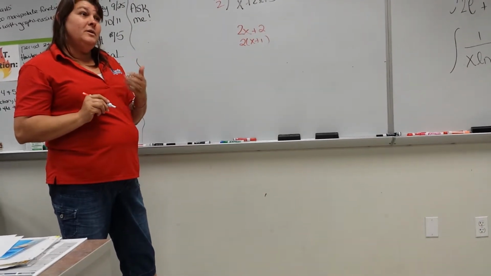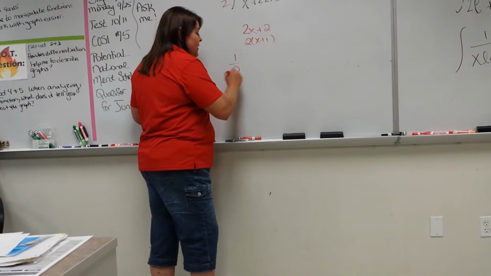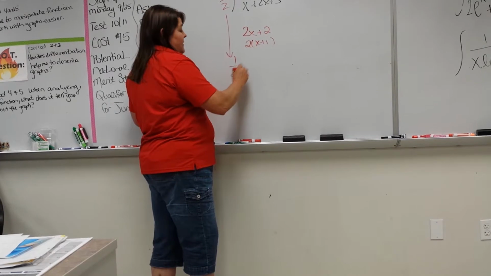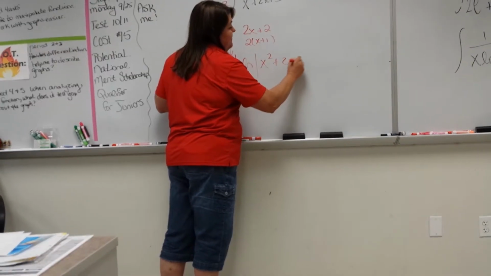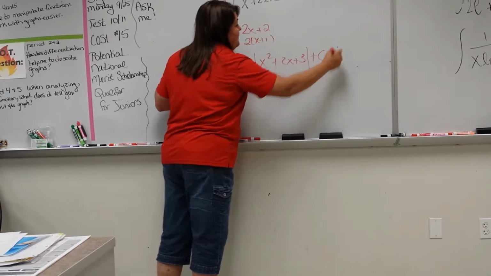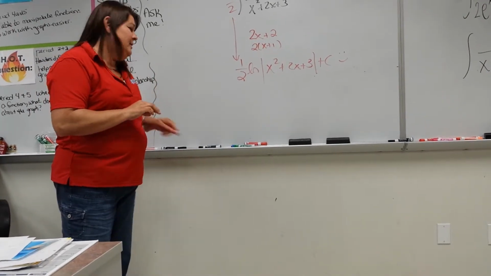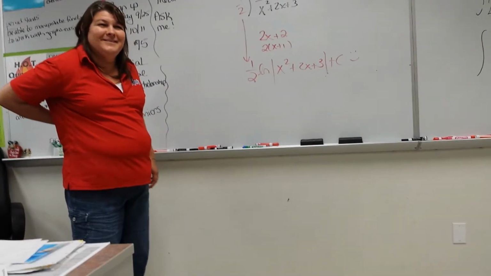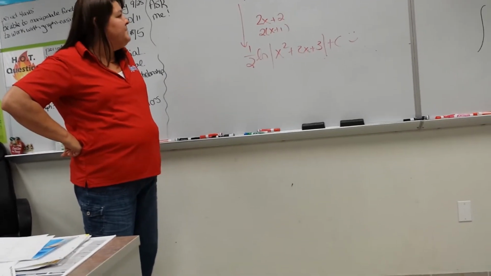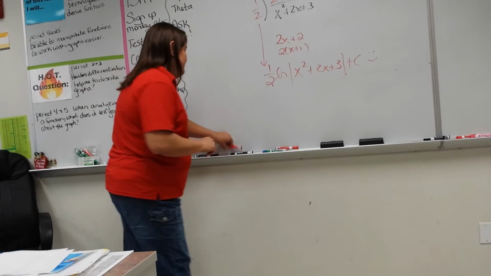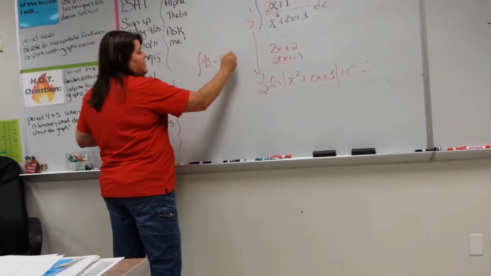Now do you have a du over u situation? Yes, you do. So what's the answer? 1/2 goes for the ride now, right? The natural log of the absolute value of x squared plus c, right? So you don't need to incorporate x plus 1 into the final answer. By definition, the integral of du over u is the natural log of u plus c.